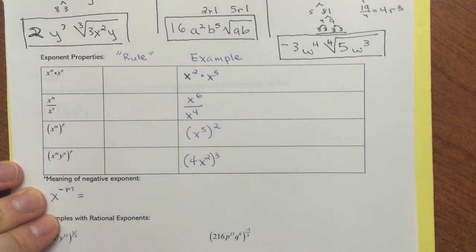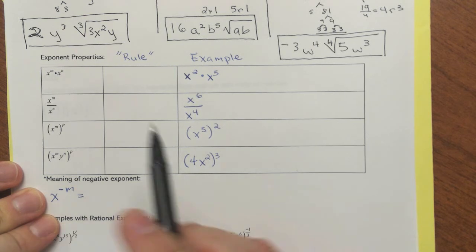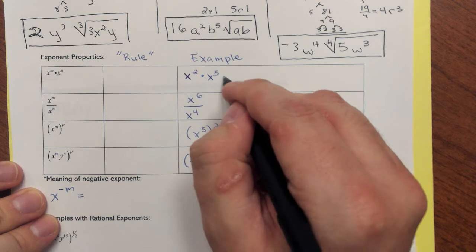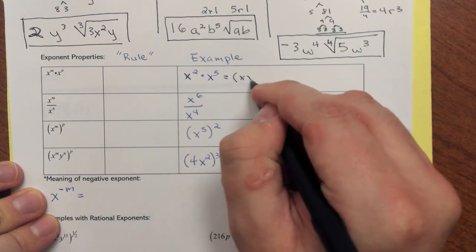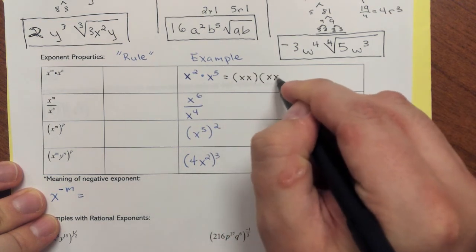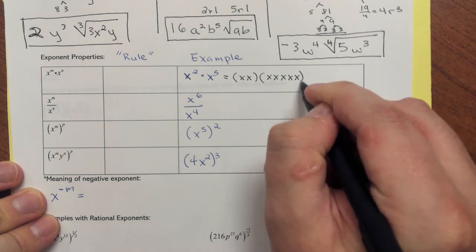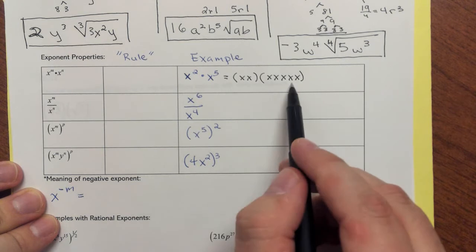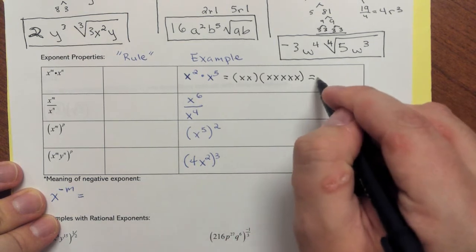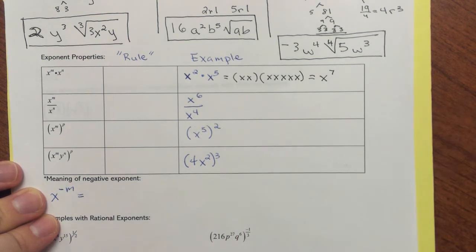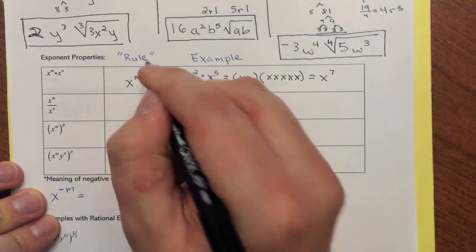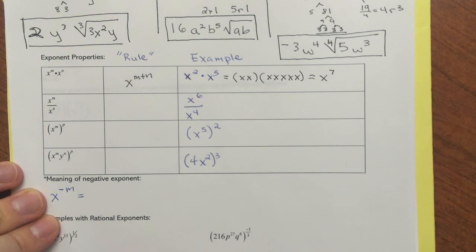Now you might remember it as a rule, but I also want you to think of why this actually works. If you think of x squared times x to the fifth, well, that actually means x times x times x times x times x times x. So that is 7 x's being multiplied. In other words, it's x to the 7th. So that justifies the idea that what we should do is add these exponents.